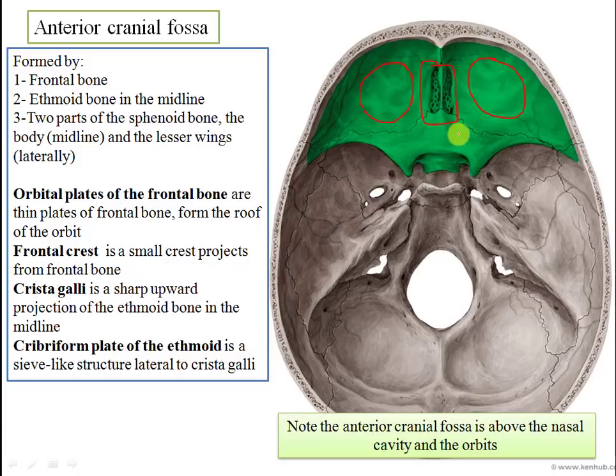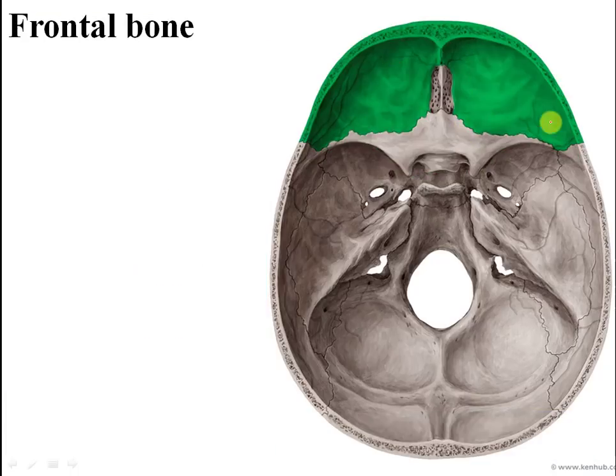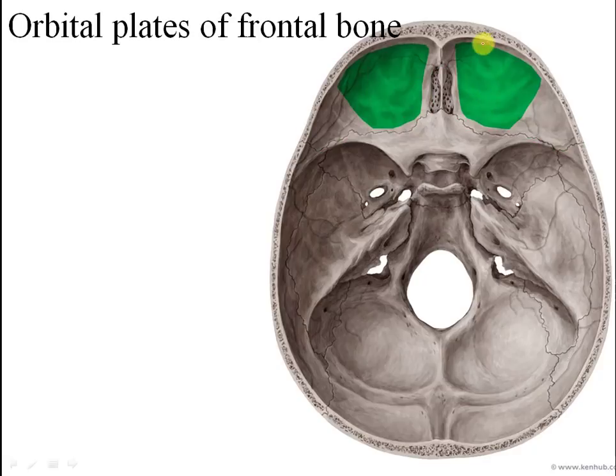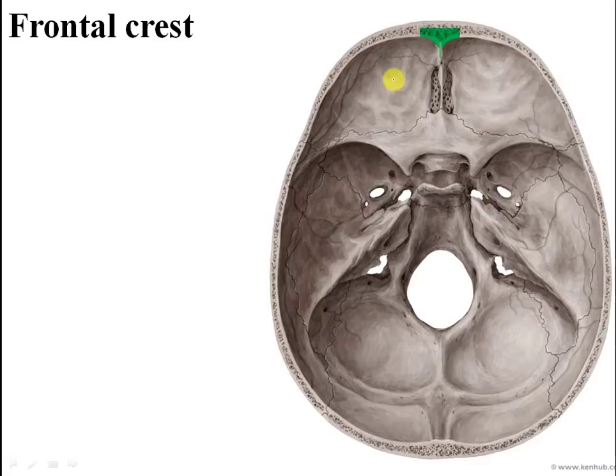So what forms the anterior cranial fossa here is the frontal bone. The frontal bone sends these horizontal plates forming the roof of the orbital cavity. These plates are called the orbital plates of the frontal bone. Also, here in the inner aspect of the frontal bone, we have the frontal crest.